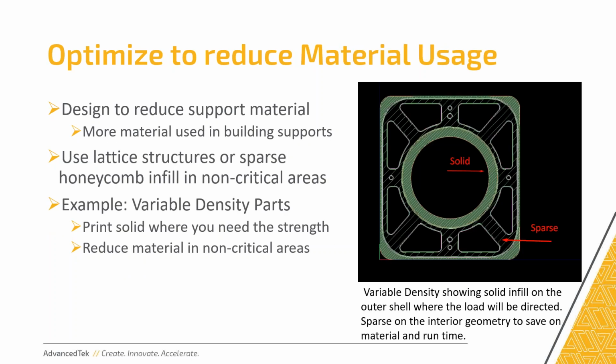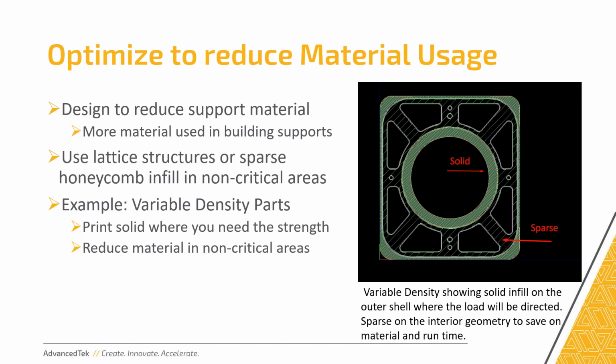Another way to reduce your cost in 3D printing is to reduce the material used. Again, reducing the support material that you use will help reduce that. And particularly in FDM 3D printing, we'll use variable fill infill, and in other 3D printing technologies, you'll use kind of a lattice or organic structure, kind of from that generative design area.